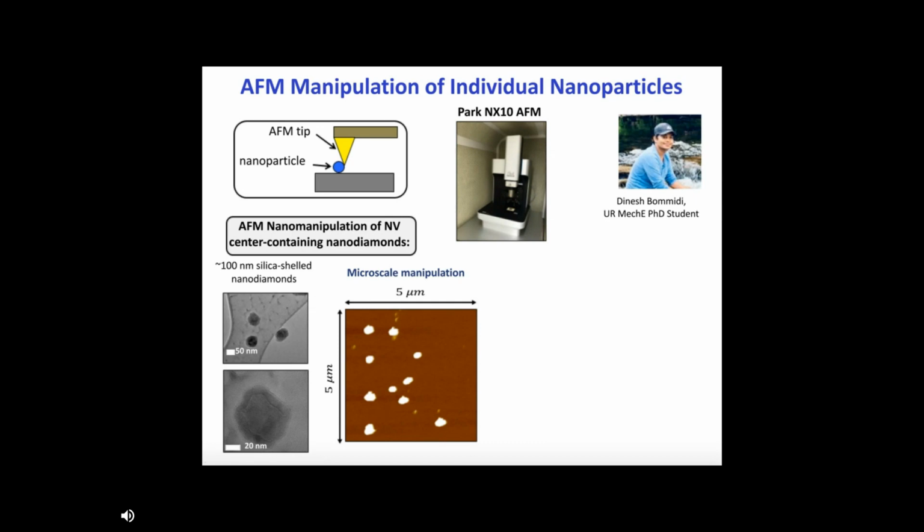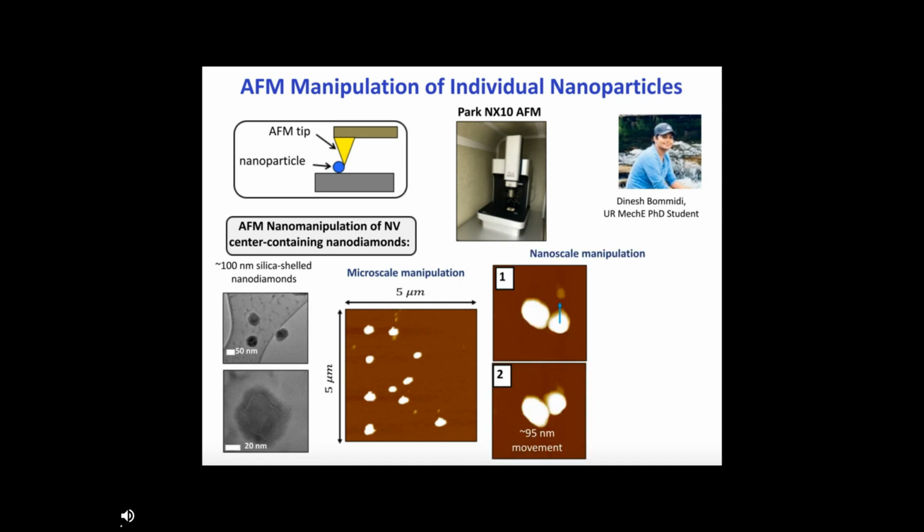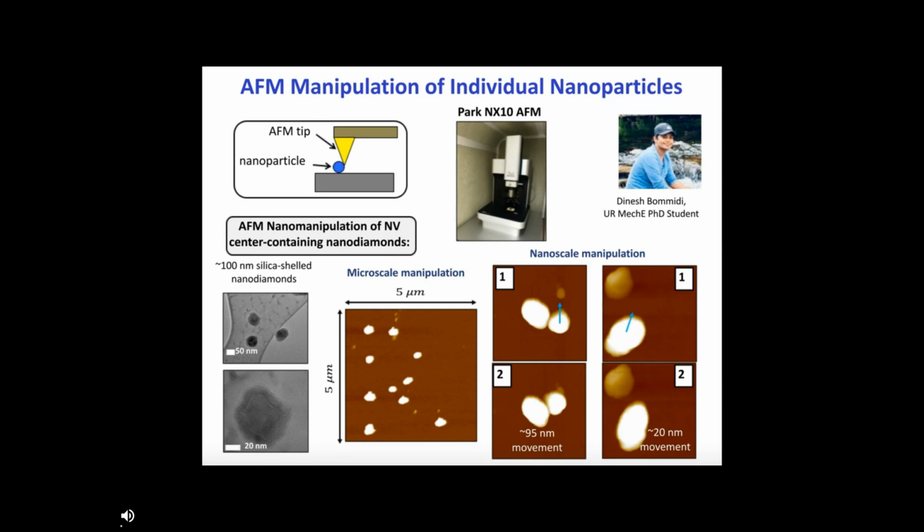So we can do both microscale manipulation, which is how Dinesh made this R for Rochester that you see shown here. And then we can also do finer movements. So here's an example where we move one particle with respect to another by about 95 nanometers. And then here's another example of moving a single particle by just about 20 nanometers. And so this provides a powerful way to place single nanoparticles exactly where we want to perform our temperature measurements.